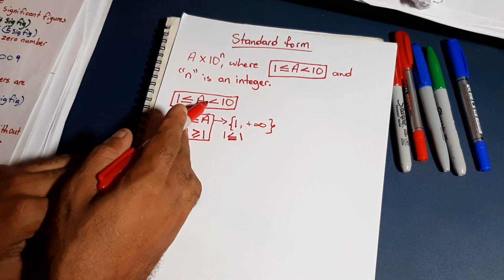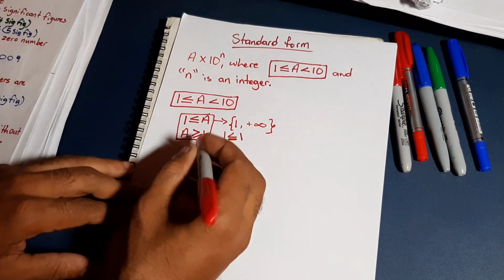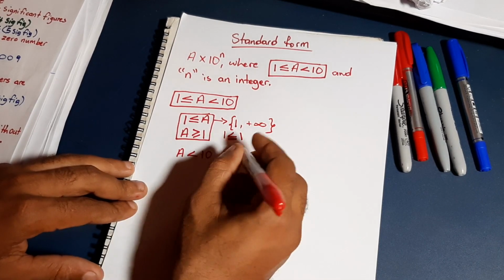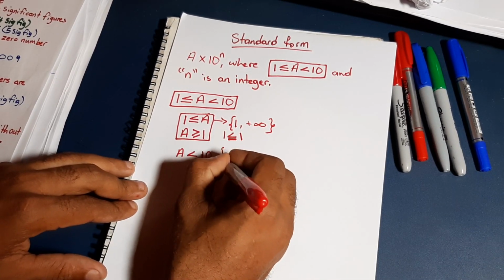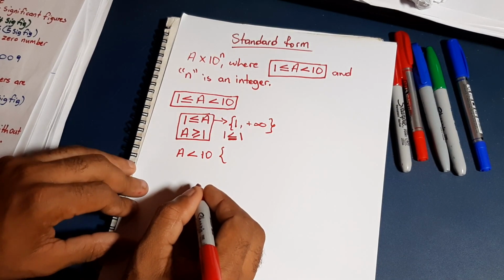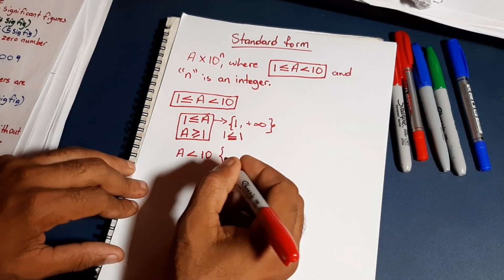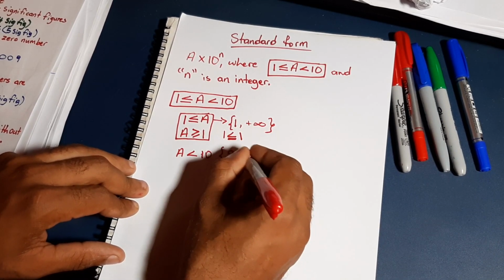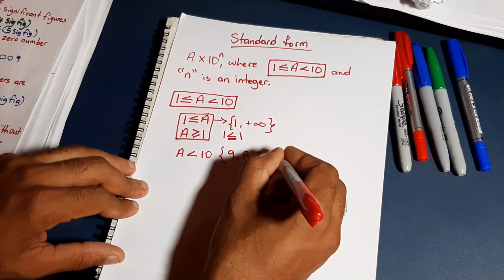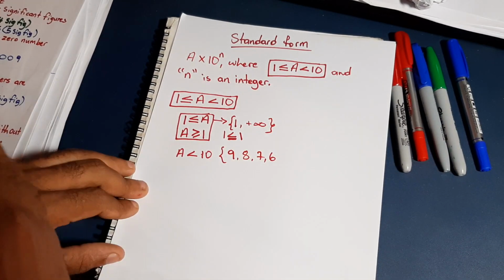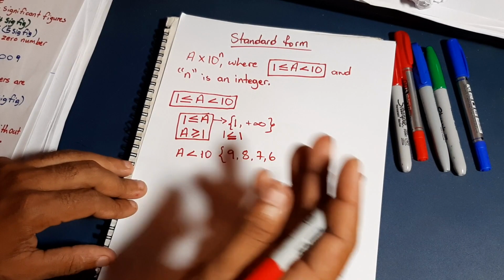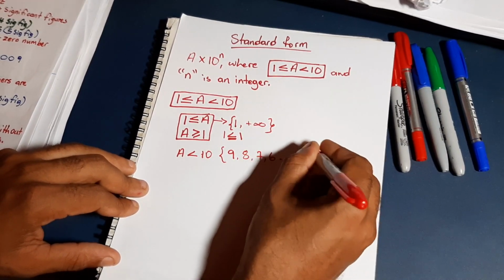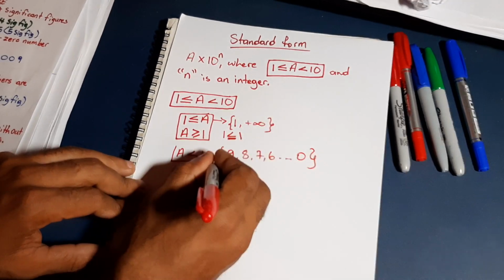But let's focus on the other side of the inequality. They said that a should be less than 10. What would be the first value that is less than 10? I'm referring to whole number values now. 9, 8, 7, 6, right back down to 0, because I said whole number values. All these values, right down to 0, would satisfy this inequality.